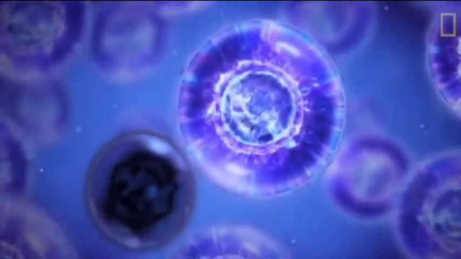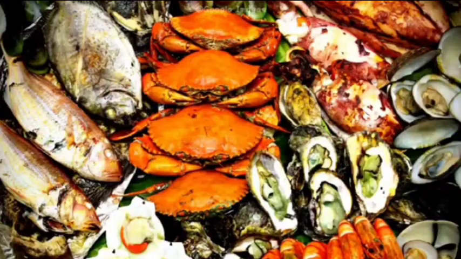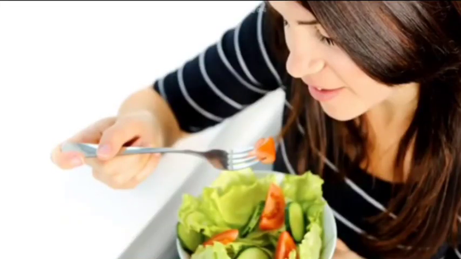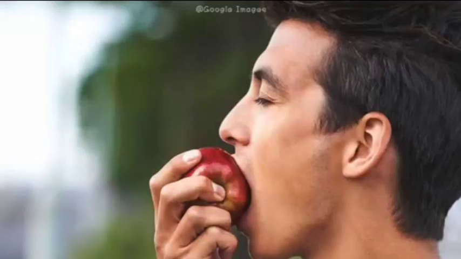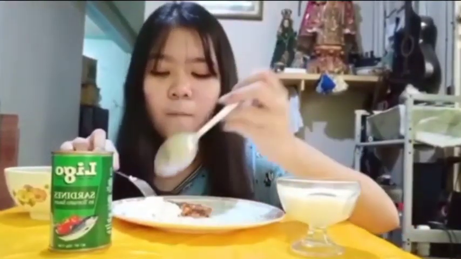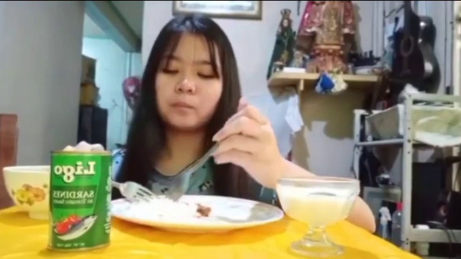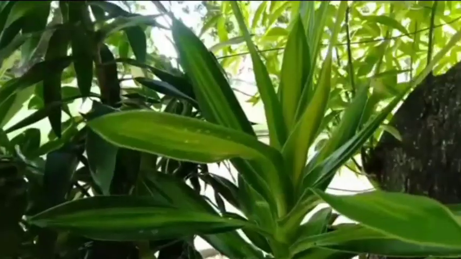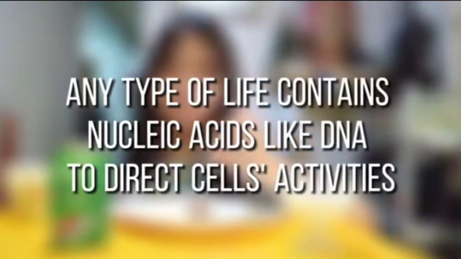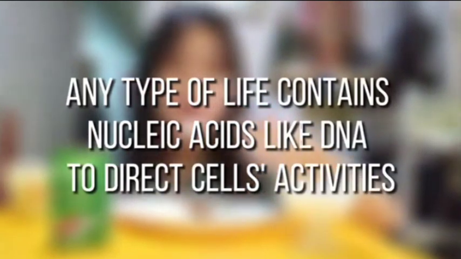They are found in a lot of your food because whenever you eat something that came from something once living, it still contains its DNA. For example, when you eat sardines, you're actually consuming all the cells that made up the sardines. In the nucleus of those sardine cells is DNA. Plants and animals both have it. In fact, any type of life contains nucleic acid like DNA to direct cell activities.